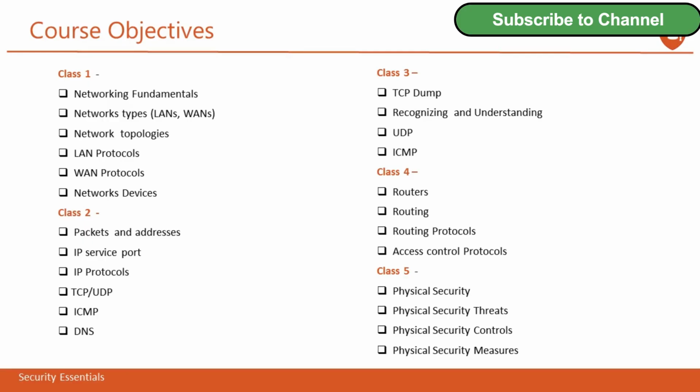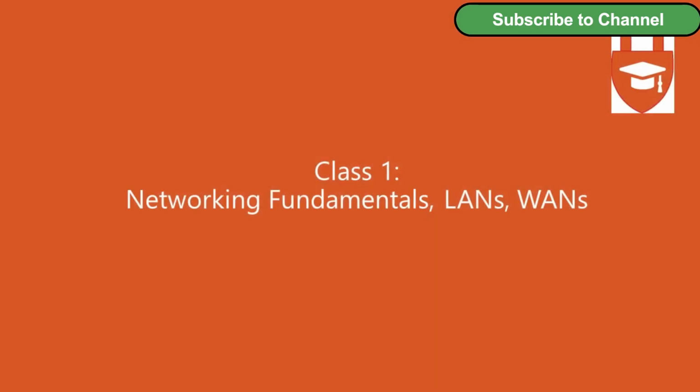In class 3, we're going to go over TCP dump, recognizing and understanding UDP, ICMP. And in class 4, we're going to go over routers, routing protocols, access control protocols. And in class 5, we'll finish up with physical security threats, physical security controls, and physical security measures. So let's dive into class 1. Networking fundamentals.